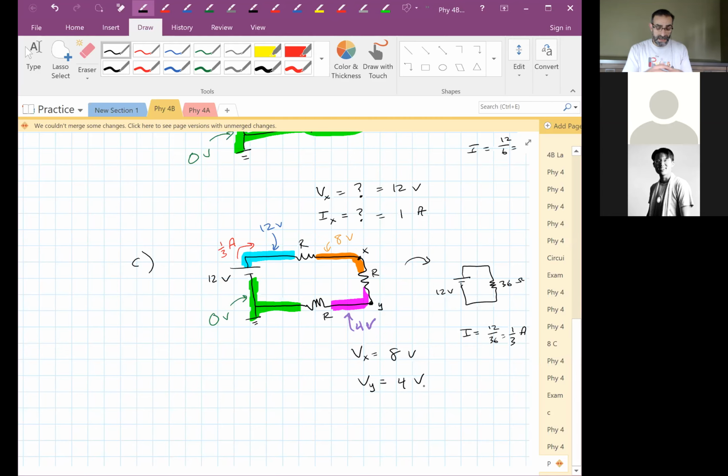So you have to come out at 4, and then you go into the third resistor at 4, and you have to drop by 4 through that resistor. 1/3 times 12 is equal to 4. So you come out at 0, and that all works. It's because you're back to where you started. If you don't get back to where you started, there's a problem.